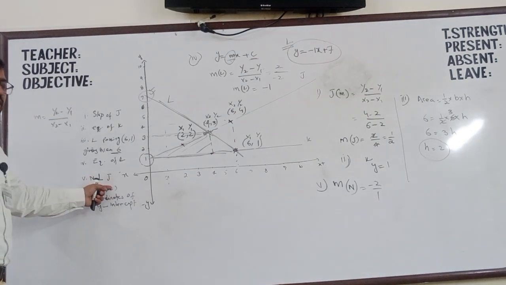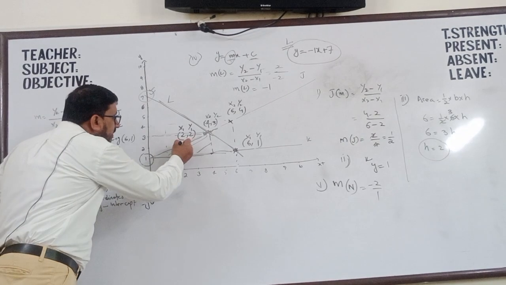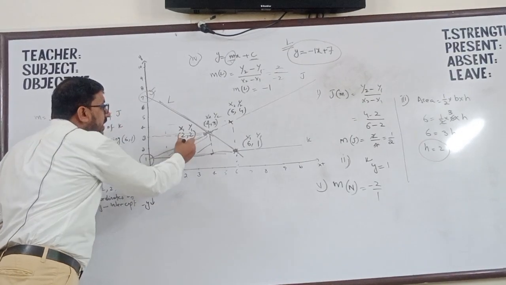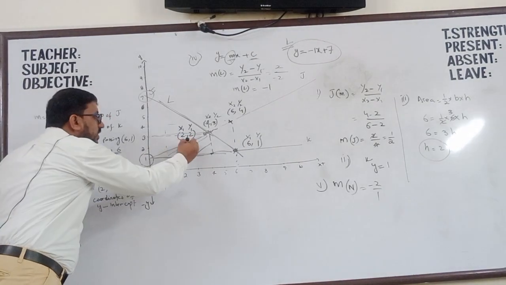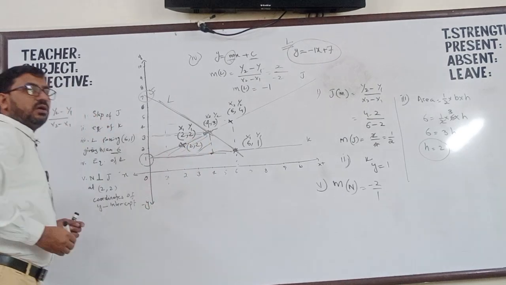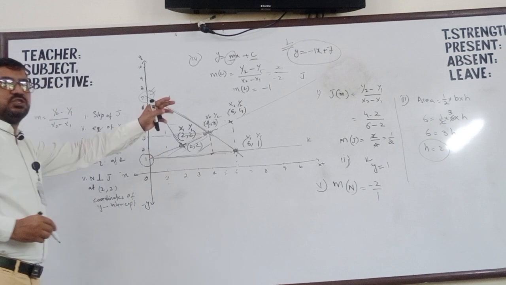N is perpendicular to J at (2, 2). At which point would they be perpendicular? At (2, 2), at this point on line J. They have given us the coordinate for this point, (2, 2). That means at this point we need to draw a line like this, which would be perpendicular to J.